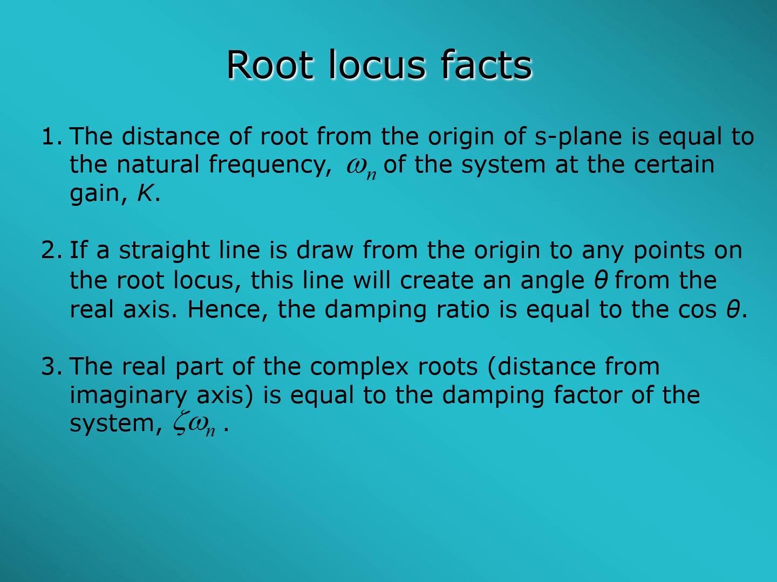So actually we have 9 steps. Okay, now I would like to explain what facts you can find from this root locus. The first one is that the distance of a root from the origin of the s-plane is equal to the natural frequency omega n of the system at a certain gain k. Number 2, if a straight line is drawn from the origin to any point on the root locus, this line will create an angle theta from the real axis. Hence, the damping ratio is equal to the cosine of this theta.